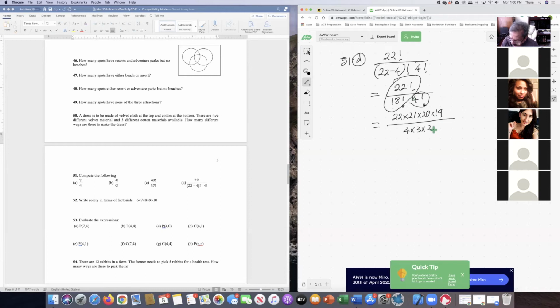Now you need to cancel common factors. I'm going to cancel 4 with the 20 to get 5. And 2 divides 22 into 11. 3 divides 21 into 7. So you have 11 times 7 times 5 times 19, and this can be done in the calculator. If you do it correctly, all of the denominators will cancel with something, giving you only numbers in the numerator to multiply. The product of these will be the answer.